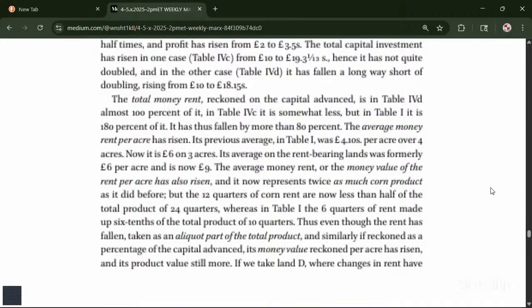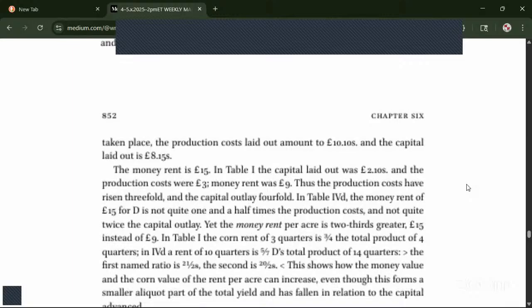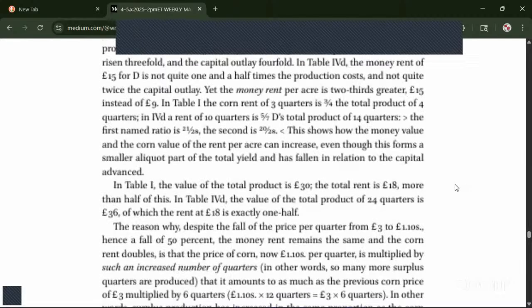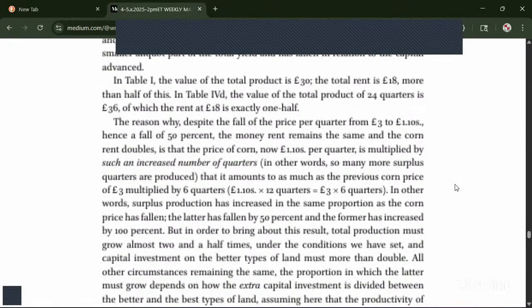If we take land D, where changes in rent have taken place, the production cost laid out amounts to 10 pounds 10 shillings, and the capital laid out is 8 pounds 15 shillings. The money rent is 15 pounds. And it goes on and gets even more complicated. I think there's a point.